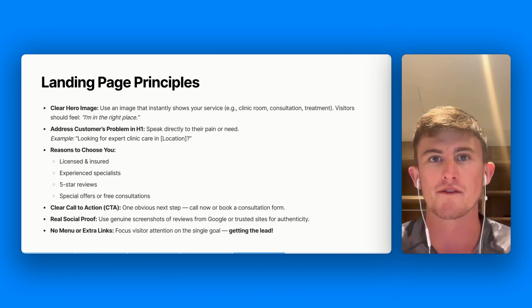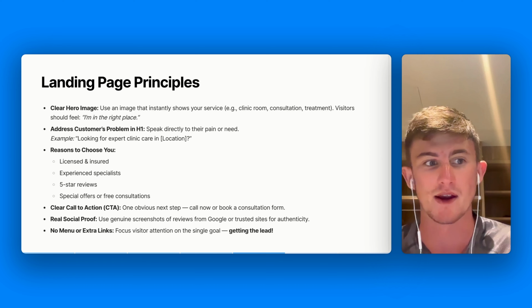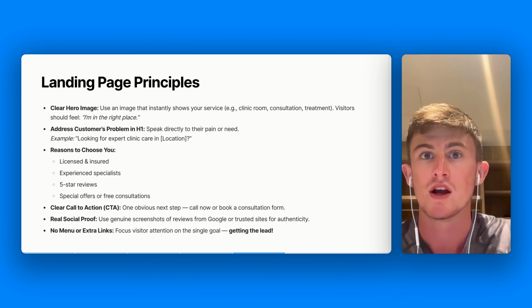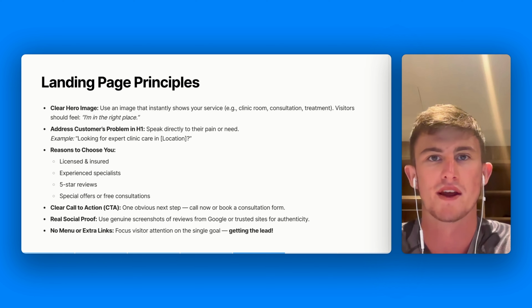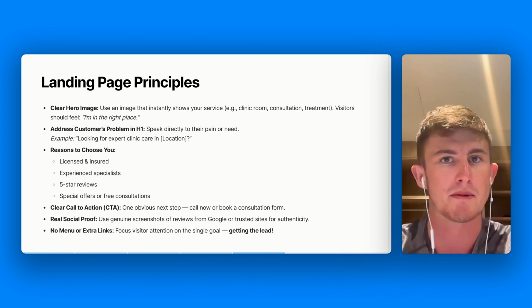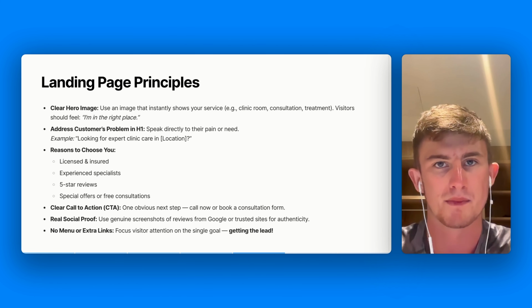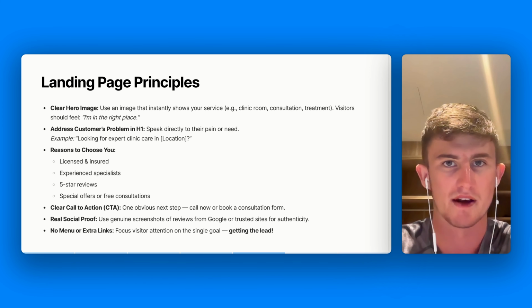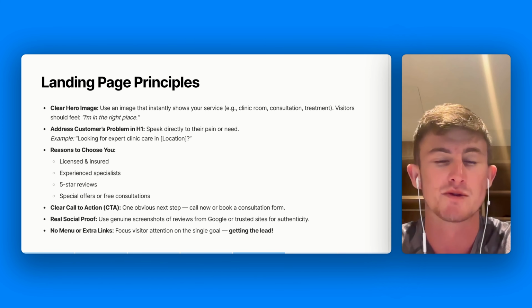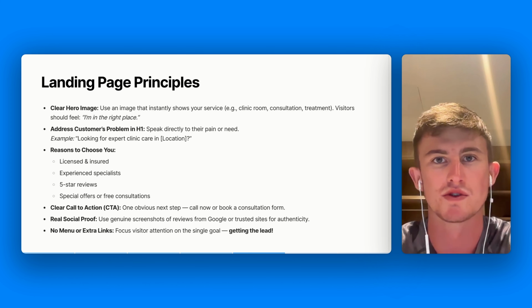Again, they're looking for something. It's not like Meta. They searched up something, so we just want to match their inquiry on the landing page so they can be like, this is exactly what I'm looking for. Let me become a lead. Just be very simple. If it's Google Ads, we know what they're looking for. Don't overcomplicate it. Principle number 3 is we want to give them reasons to choose us.